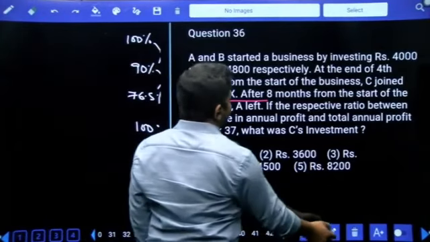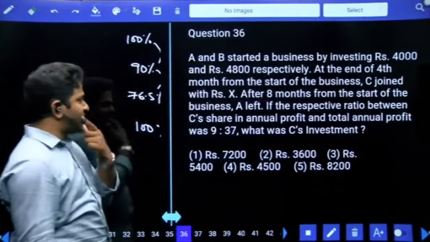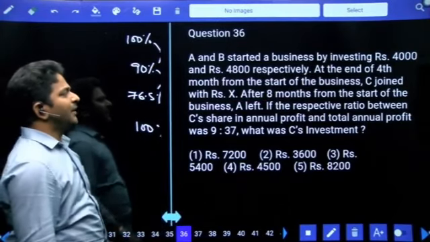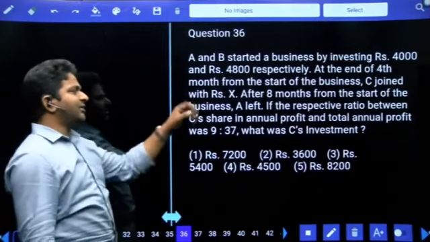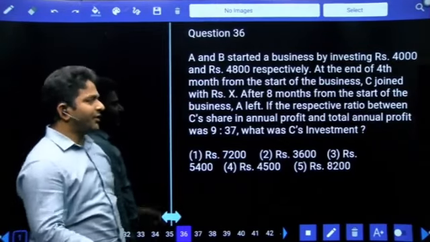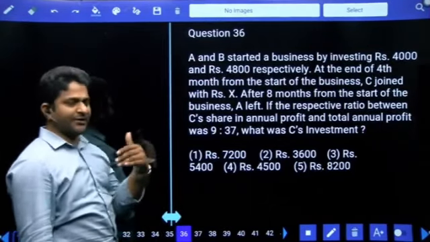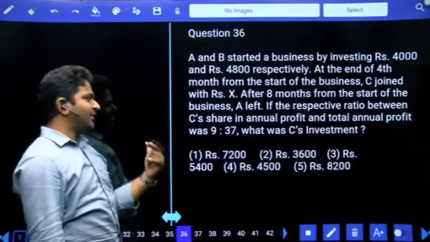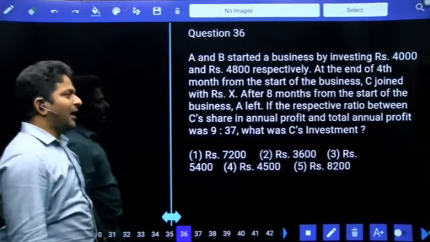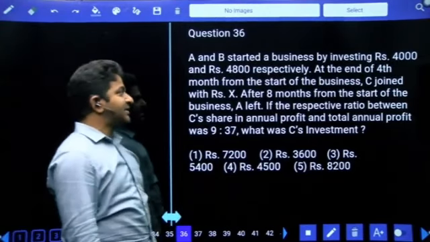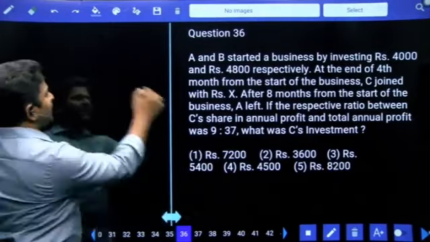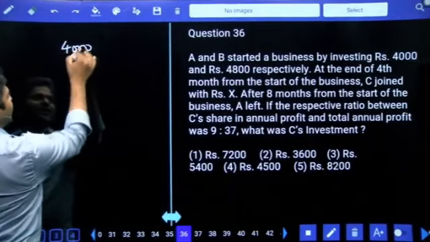A and B started a business by investing 4,000 and 4,800 respectively. At the end of the fourth month from the start of the business, C joined with X rupees. After 8 months from the start of the business, A left. If the ratio between C's share in the annual profit and the total annual profit was 9:37, what was C's investment? A and B started with 4,000 and 4,800.